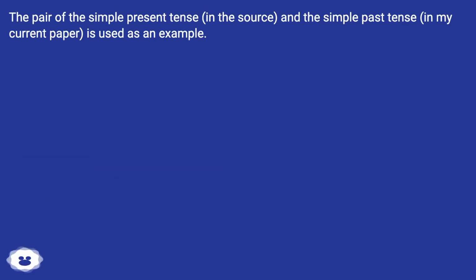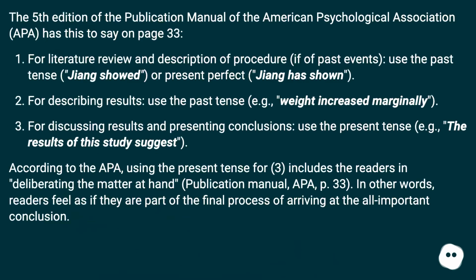The pair of the simple present tense, in the source, and the simple past tense, in my current paper, is used as an example. The 5th edition of the Publication Manual of the American Psychological Association, APA, has this to say on page 33.